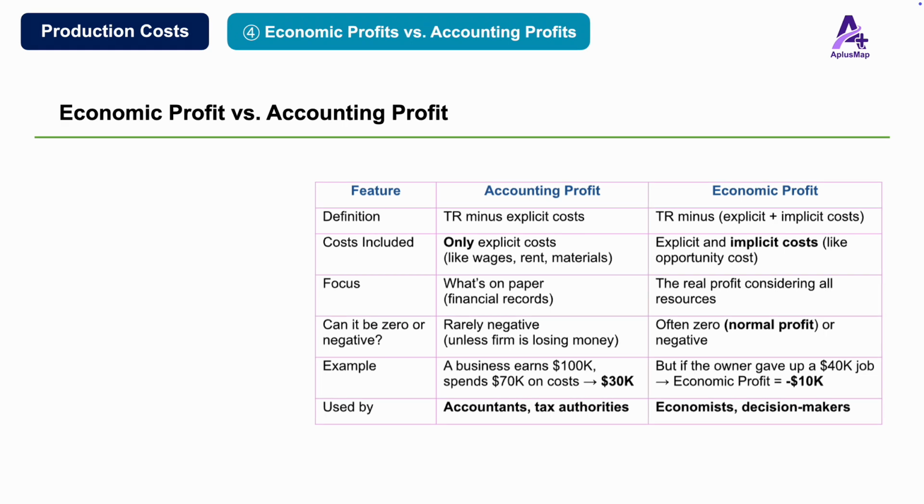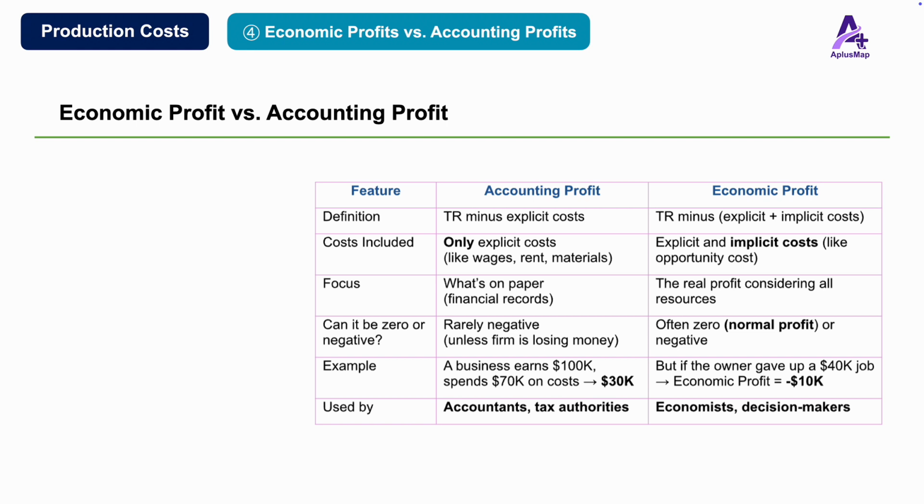It's what shows up on the books, what you report for taxes. Simple formula: total revenue minus explicit costs. And explicit costs are? The actual out-of-pocket payments. Money physically leaving the business. Wages for workers. Rent payment. Cost of flour and sugar. Electricity bill. Things you write checks for or see on a bank statement. Tangible monetary costs. So if our bakery brings in $100,000 in revenue and pays out $70,000 in wages, rent, ingredients, etc., accounting profit is $30,000. Exactly.